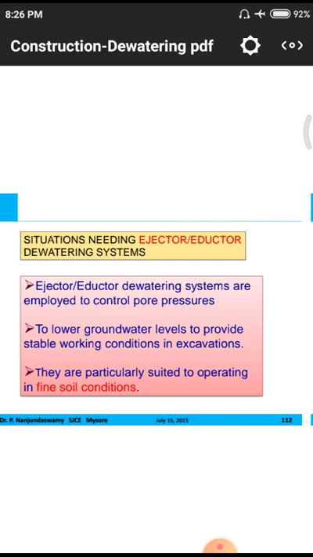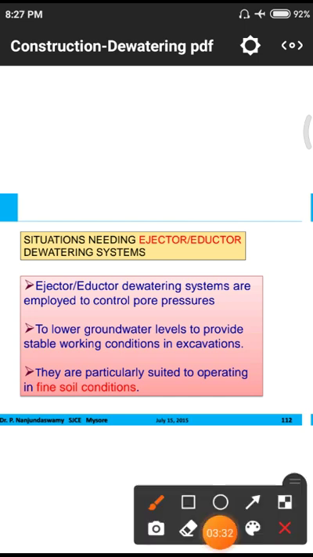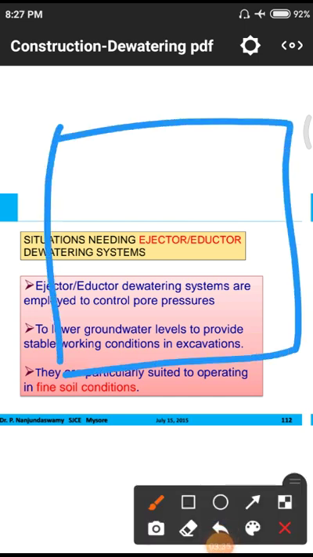Ejector or eductor dewatering systems are employed to control pore pressures. That means pore water pressure. Normally we hear these kinds of things, pore water pressure. If there is a huge amount of gaps in a soil field, I will draw a particular diagram. This is the particular land we are having.